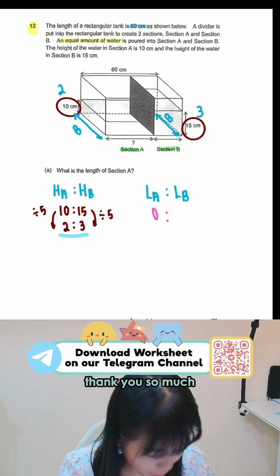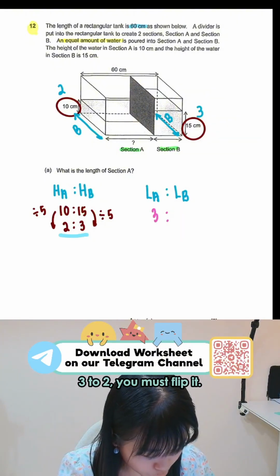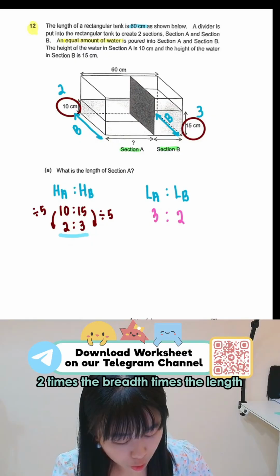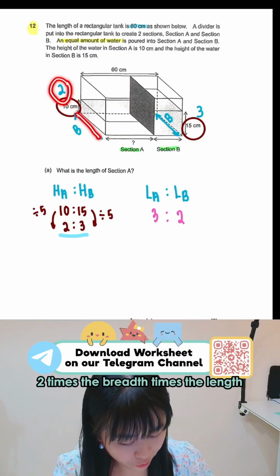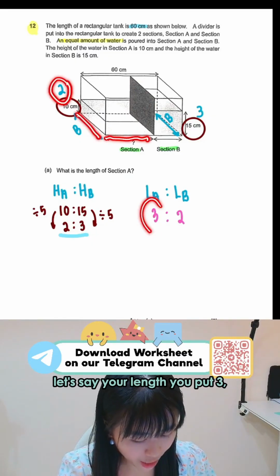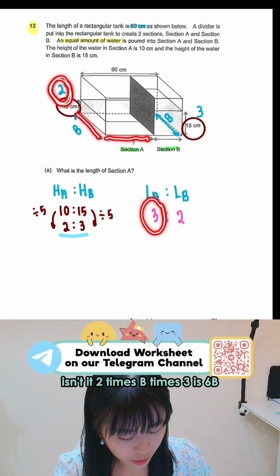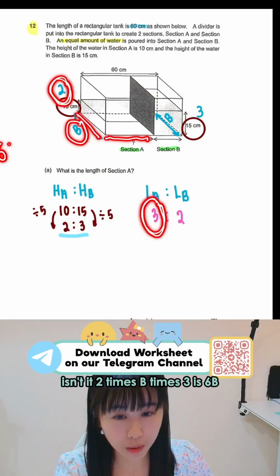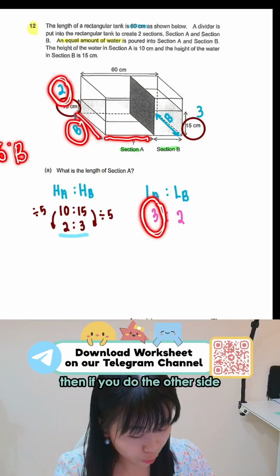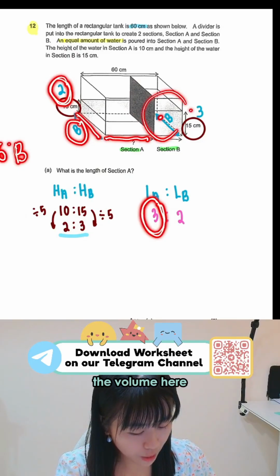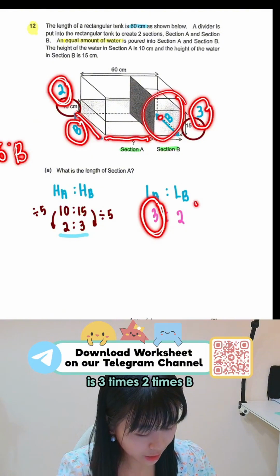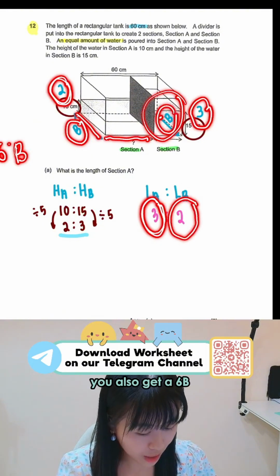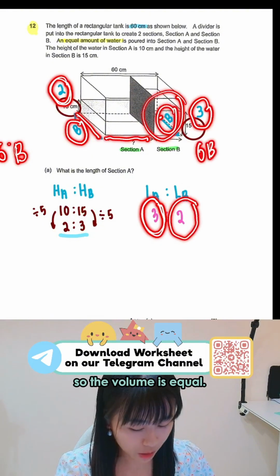Yes, thank you so much. Okay, you are getting me 3 to 2. Yes, you must flip it. 2 times the breadth times the length. Let's say your length you put 3, right? Isn't it 2 times B times 3 is a 6B. Then if you do the other side, the volume here is a 3 times a 2 times a B. You also get a 6B. So the volume is equal.